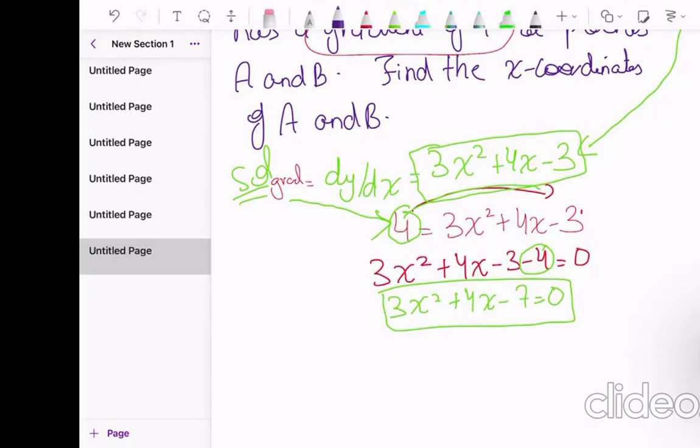Sir, it's 1 and -7/3. X equal to 1 and minus 7/3. Sir, if you use the quadratic formula, you're going to get the same answer. Yes, right. But that's a very long method. You don't need to apply it. You can solve this by calculator.